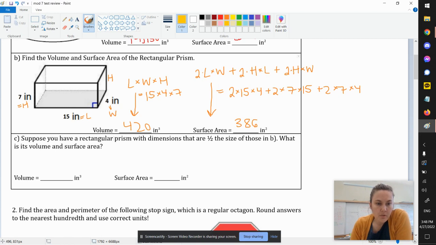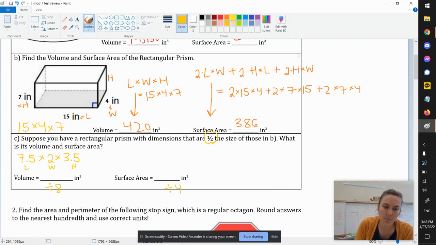Then the third one, suppose you have a rectangular prism with dimensions that are 1/2 the size of those in B. Instead of 15 by 4 by 7, these ones are going to be 7.5 times 2 times 3.5. We could plug this length, this width, and this height into the equation. We could also say, if we're dividing the dimensions by 2, that's going to divide the surface area by 4, and that's going to divide the volume by 8.